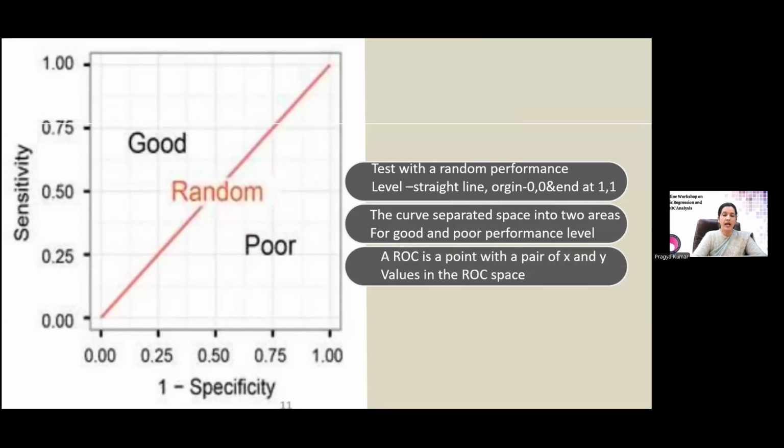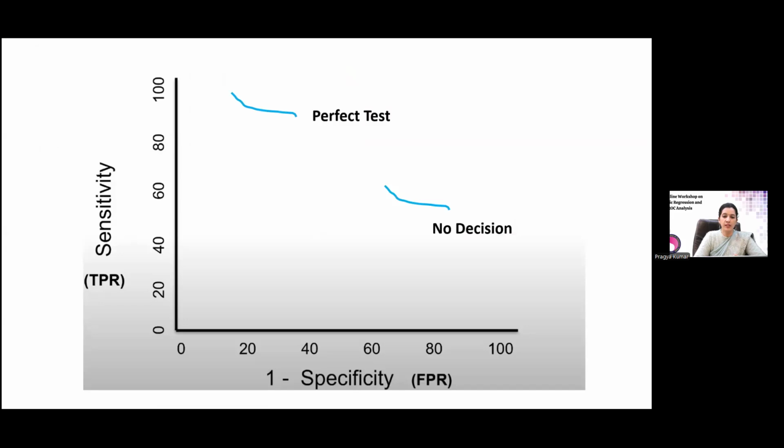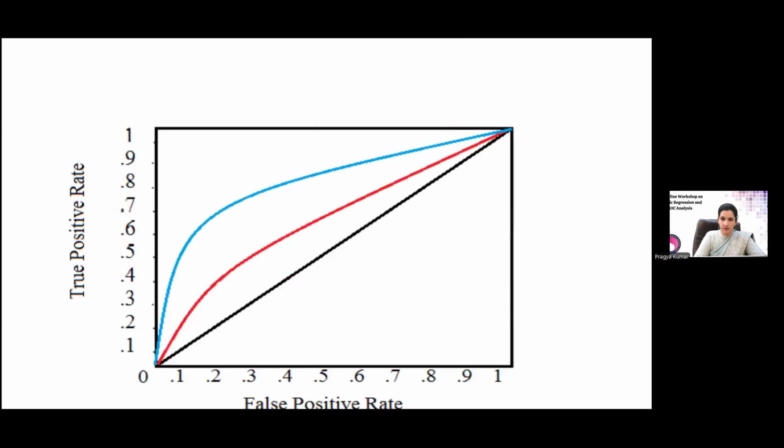And ROC, what is ROC? It is a pair of points. Like we have seen in the previous one also, if you join all these pairs of X and Y values in ROC space, then this curve is created by connecting all these points. So this is like a perfect test if the area lies above this. And if the area lies below this, then you cannot take a decision. I mean, you will say that the test is not good.